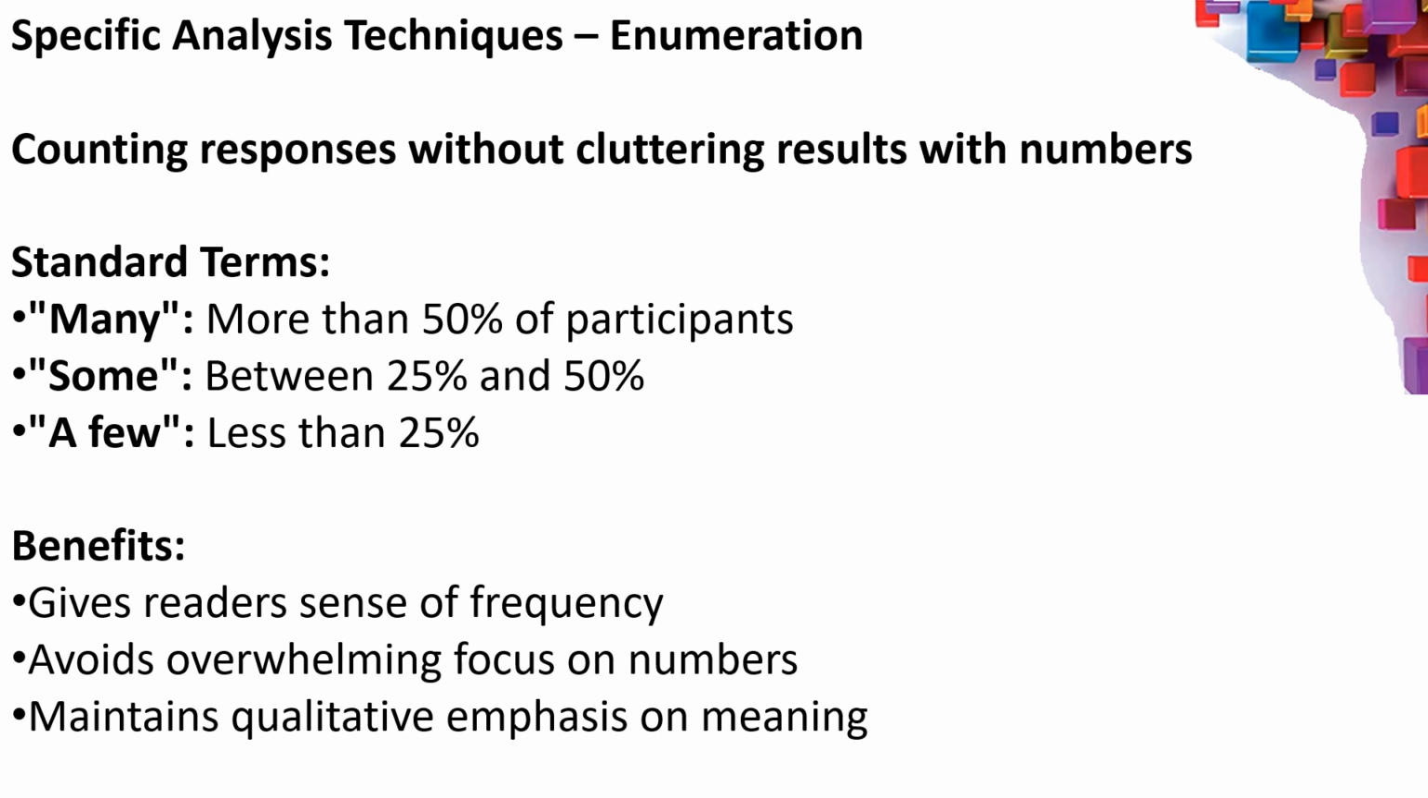Enumeration bridges quantitative and qualitative approaches by giving readers a sense of how common different things are without overwhelming them with statistics. These standard terms help readers understand whether an experience was universal, common, or rare among your participants. It maintains the qualitative focus on meaning while providing useful frequency information.